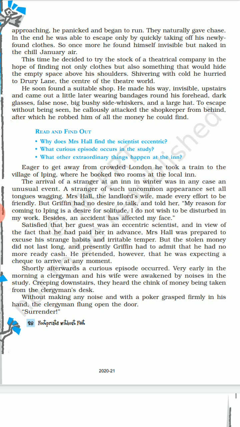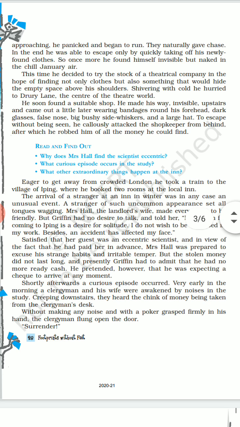So he soon found a suitable shop. He made his way in invisible, went upstairs, and came out a little later wearing bandages round his forehead, dark glasses, a false nose, big bushy white side whiskers, and a large hat. To escape without being seen, he callously attacked the shopkeeper from behind, after which he robbed him of all the money he could find.